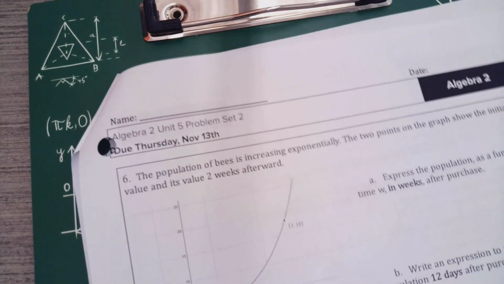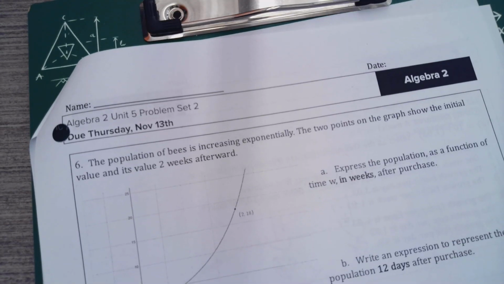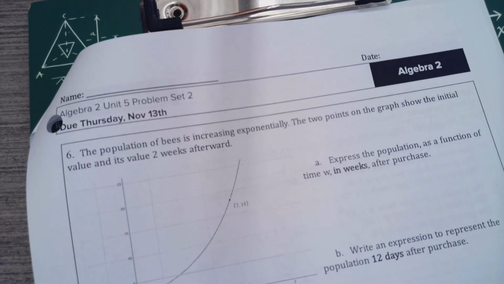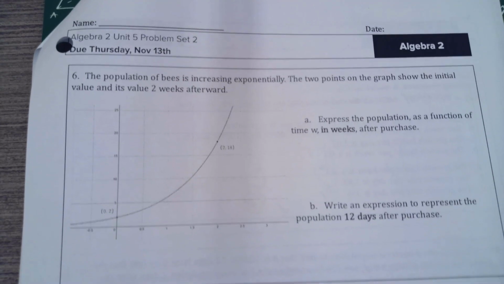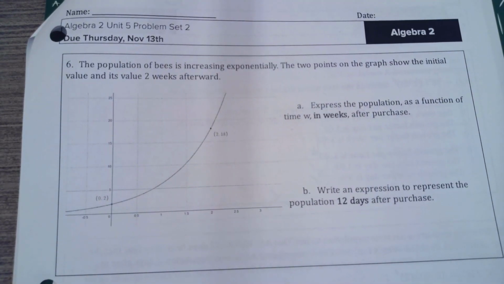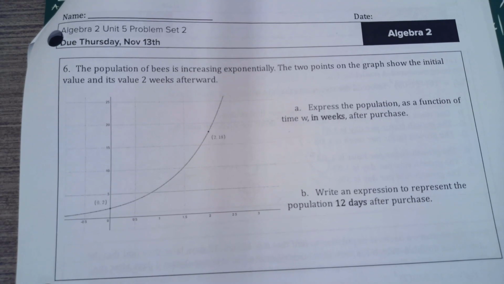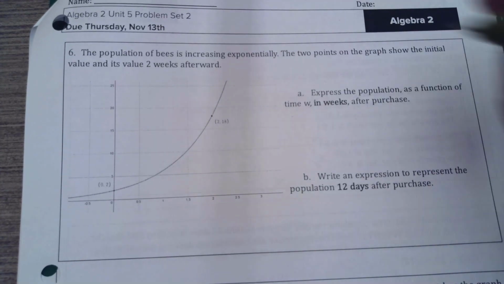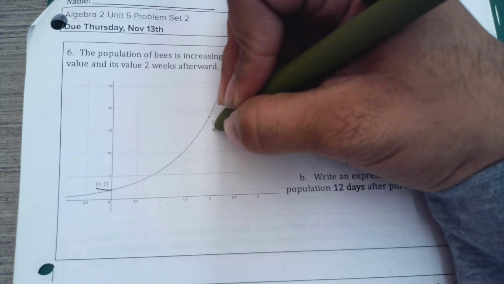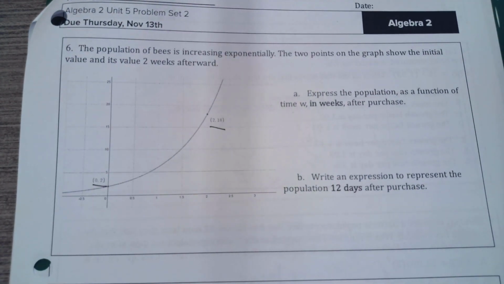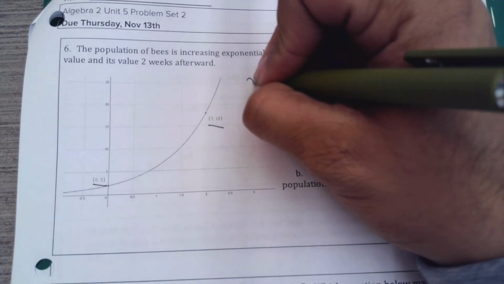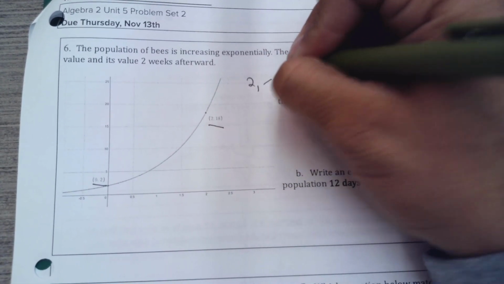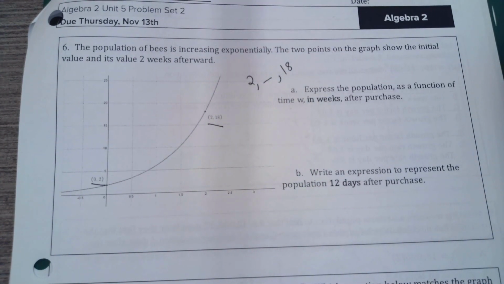Next page. The population of bees is increasing exponentially. The 2 points on the graph show the initial value and its value 2 weeks after. Express the population as a function of time w in weeks after the purchase. So let's take a look. From 0 to 2, you have 2 to 18. So could you not say that it's 2, something, 18, right? Because the second term is 18, the 0 term is 2.